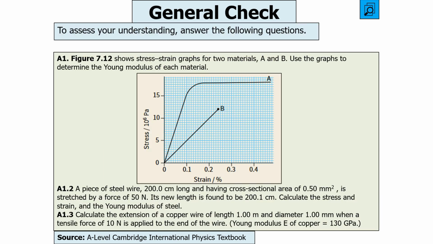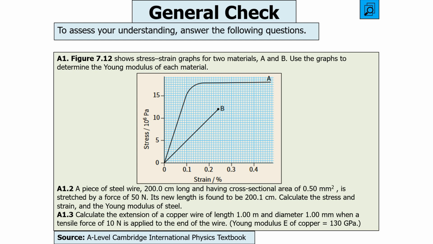The next question says, figure 7.12 shows stress strain graphs for 2 materials, A and B. Use the graph to determine the Young modulus of each material. A piece of steel wire 200.0 centimeters long having a cross-sectional area of 0.50 millimeters squared is stretched by a force of 50 newtons. Its new length is found to be 200.1 centimeters. Calculate the stress, the strain and the Young modulus of steel.